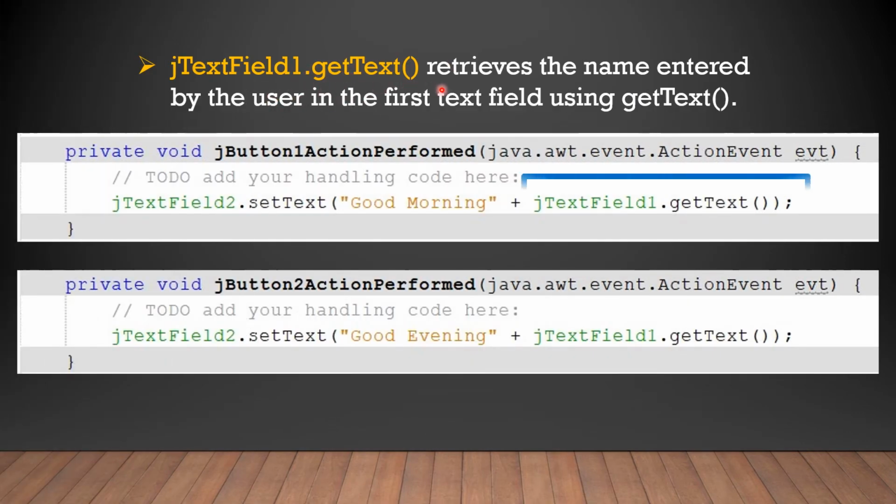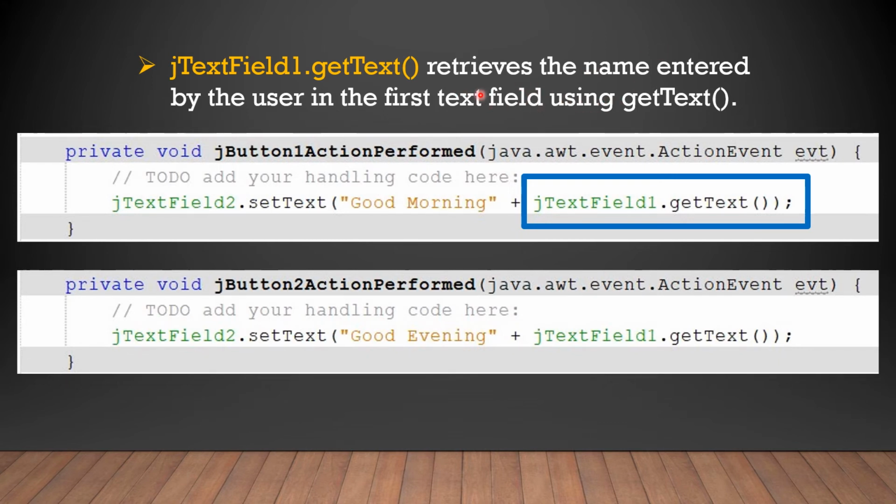jtextfield.getText. This part of the coding is basically used to retrieve the name entered by the user in the first text field using getText. As we discussed, the getText method is used to retrieve the display text at runtime. So when we run the application, it will retrieve the display text. Which display text? Basically the name which is entered by the user. And where is it entered? It is entered in text field 1. So we have to retrieve this name.